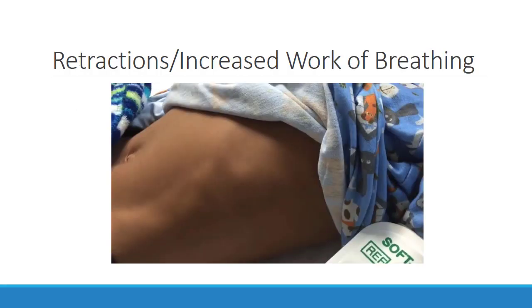And so as we move on, there's two videos here. These are fairly short that I'm going to show you. The first one, we're looking at retractions and increased work of breathing. There is some narration with this in the middle. This is from a physician in an emergency department, and he'll be describing a little bit of what we're seeing and hearing.